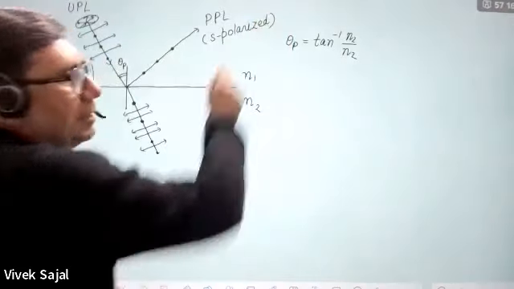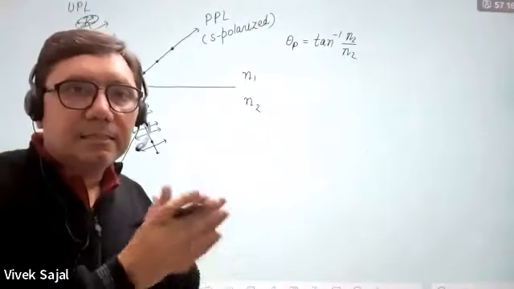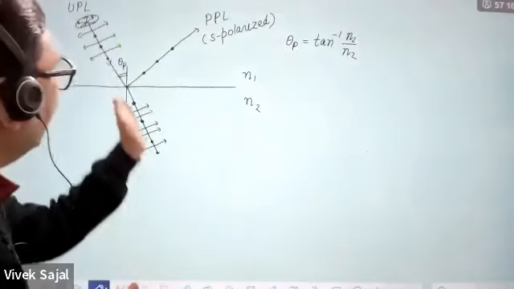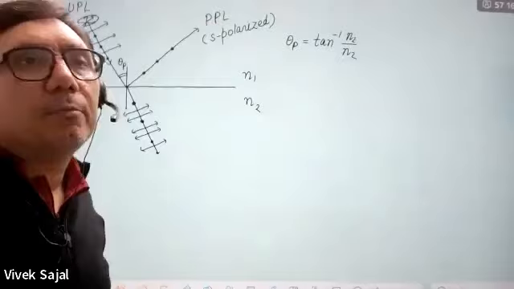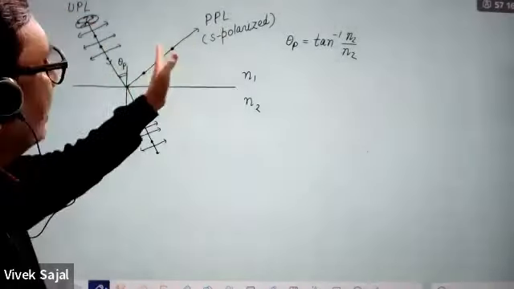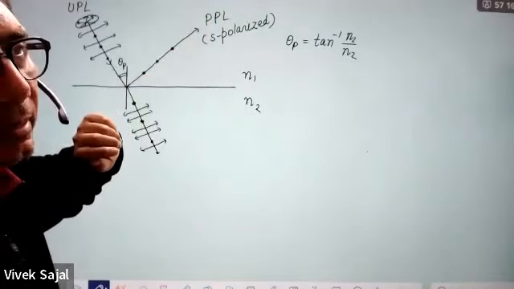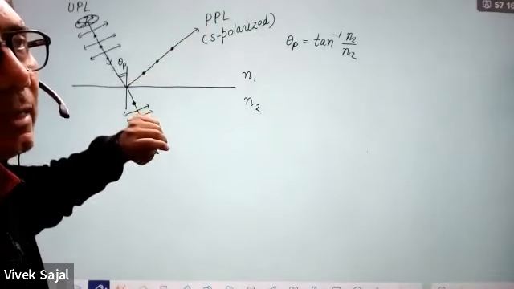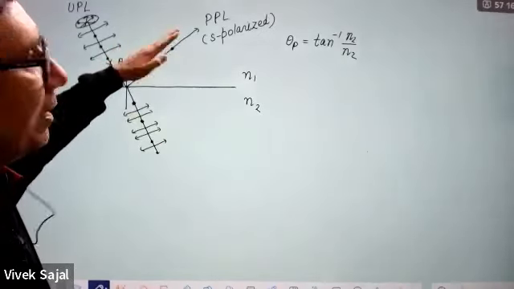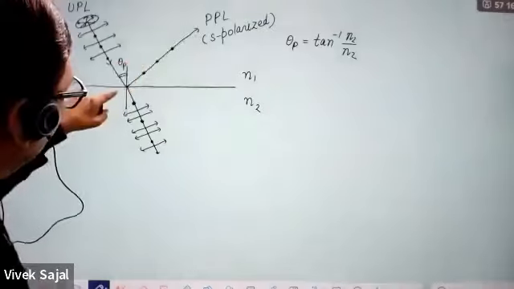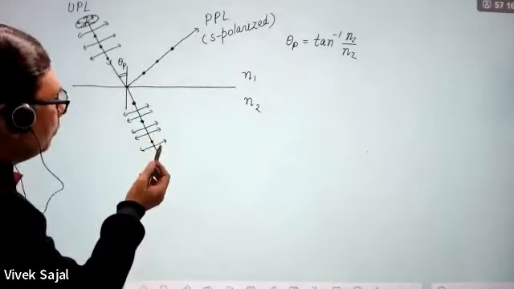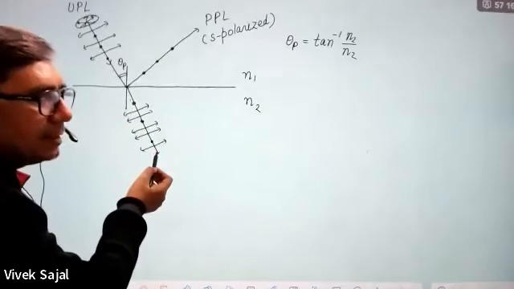So what you are observing here is that if unpolarized light is incident on an interface at the polarization angle, then in the reflected light only perpendicular electric field components will be there, and this light will be plane polarized light. Reflected light will be plane polarized light, having all the electric vectors confined in this plane, and this is S polarized.